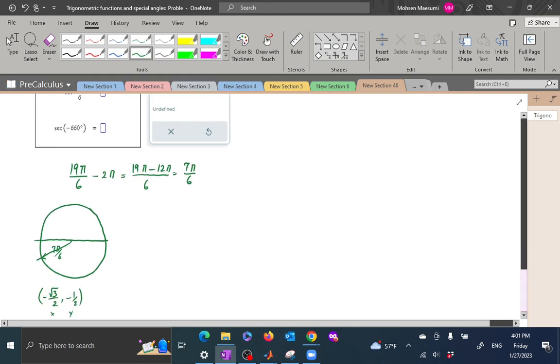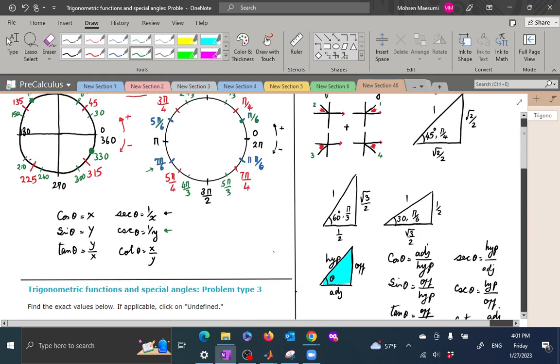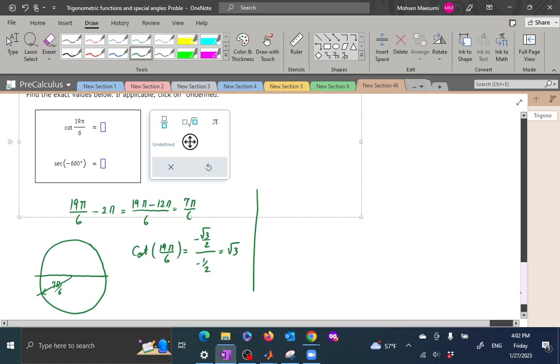We want cotangent. So cotangent of 19 pi over 6 is going to be, cotangent was what? Cotangent was x over y. Again, cotangent is x over y. So we have x is minus radical 3/2, y is minus 1/2, and the ratio becomes radical 3. So we got this one, radical 3.